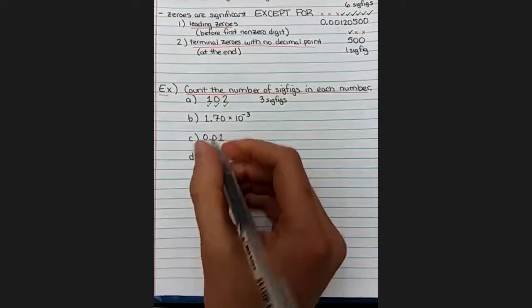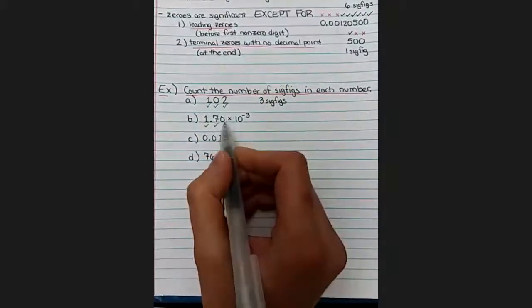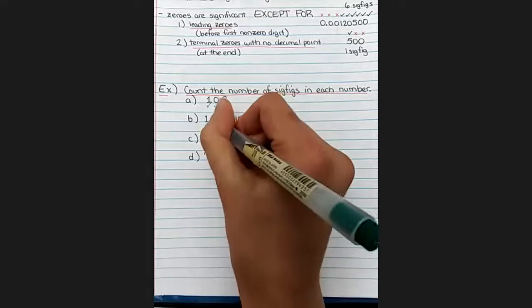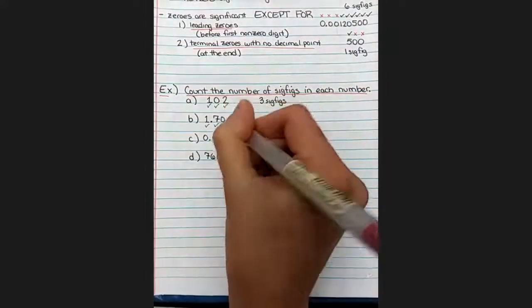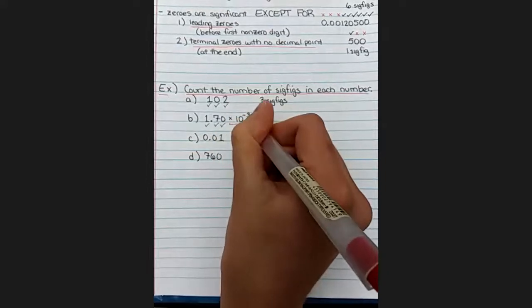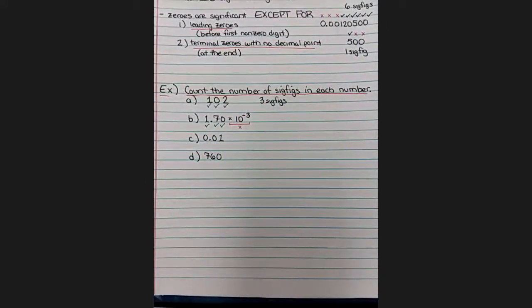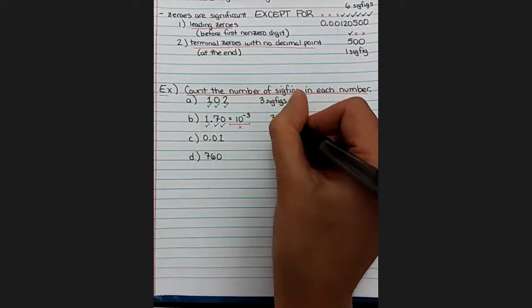All right, moving on to the next one. We'll count the 1, we'll count the 7. The 0 is a terminal 0, but there is a decimal point in the number, so that's significant. And then we don't count anything in this bit. This is just part of the scientific notation. So these numbers are not important. So we have 1, 2, 3 significant figures in this number as well.